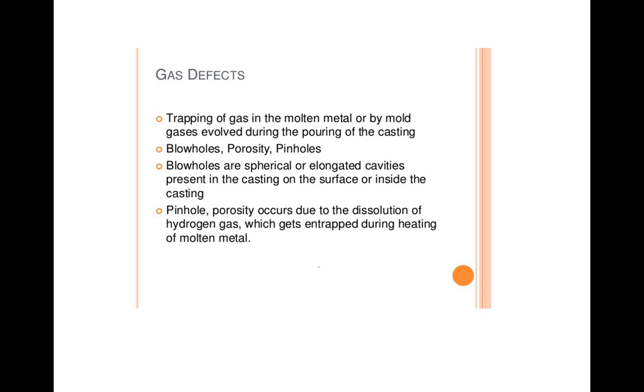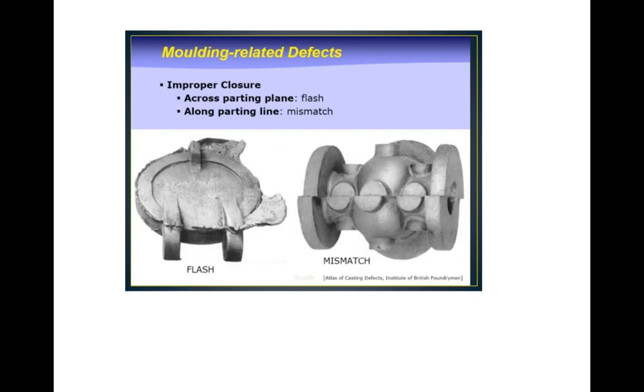These defects occur due to the dissolution of hydrogen gas, or gas entrapped during heating or during pouring of the molten metal inside the mold cavity. So these are the various defects.